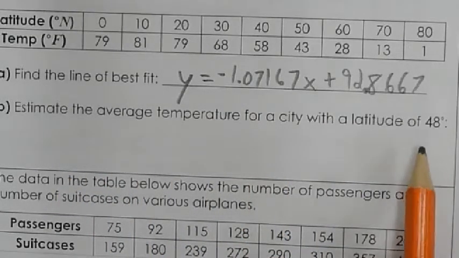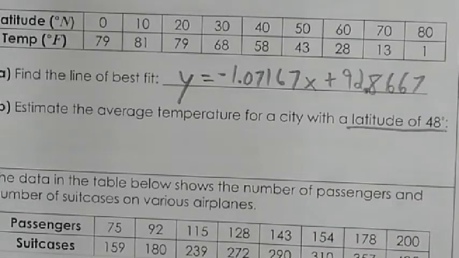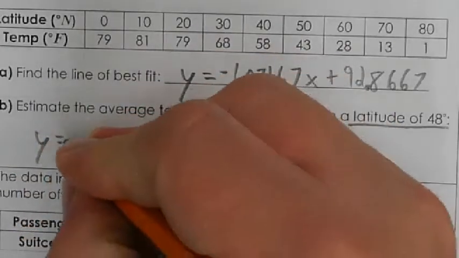Then it says we got to find it for a latitude of 48 degrees. Anybody got a guess on how we're going to figure that out? What is latitude, X or Y? X. So we're going to plug 48 in for what? X. So this part's easy. You just literally type in.